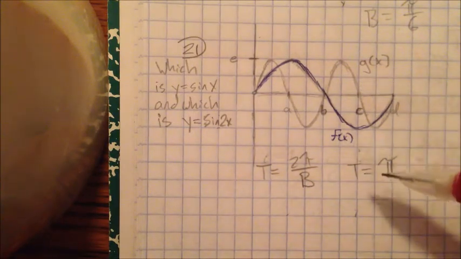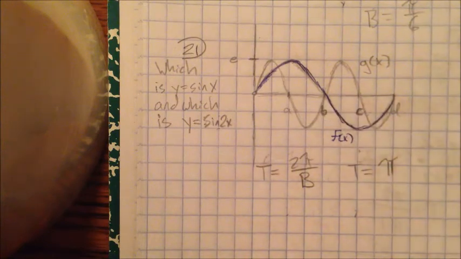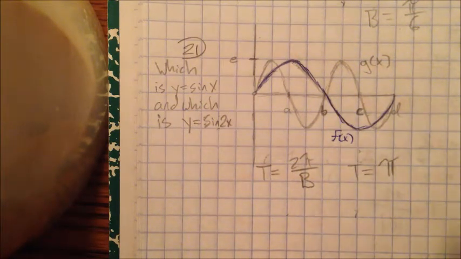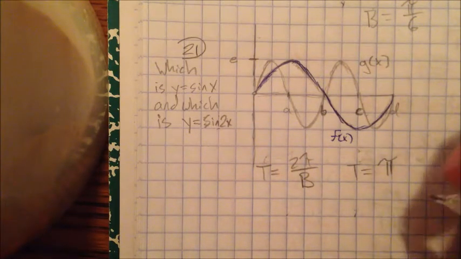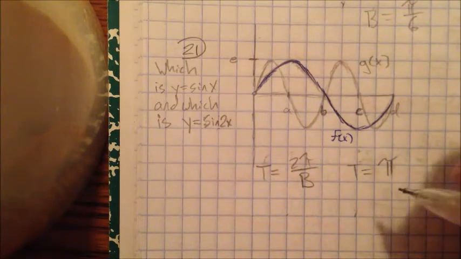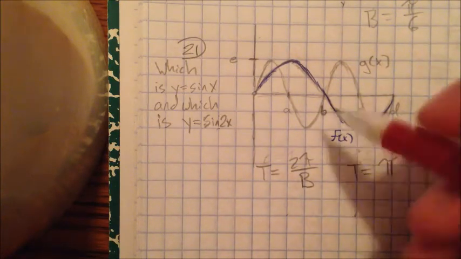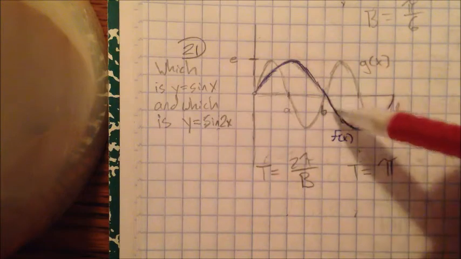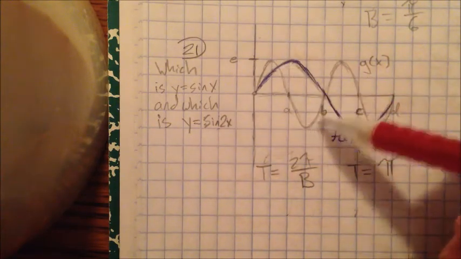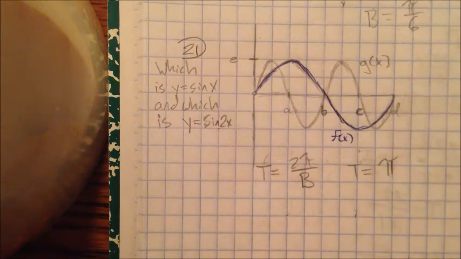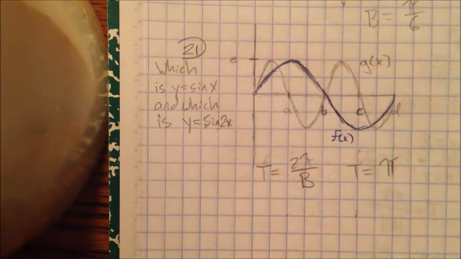So let's see how this relates to this graph. Well, we know that the sine of x makes one cycle in 2 pi. And we know that y equals the sine of 2x makes one cycle in pi. So we look here and we have one function that makes one cycle. And we have one function that makes two cycles. The one that makes two cycles must be y equals sine 2x. And the one that makes one cycle must be y equals sine x.